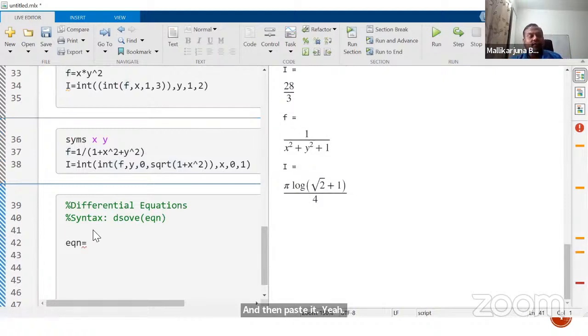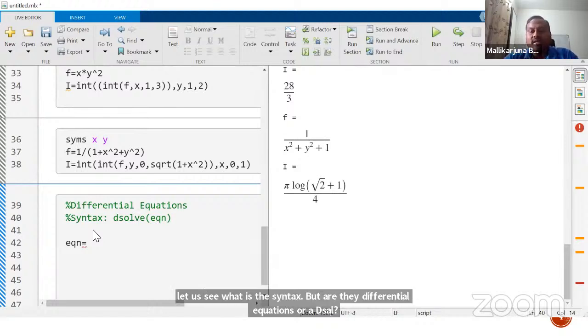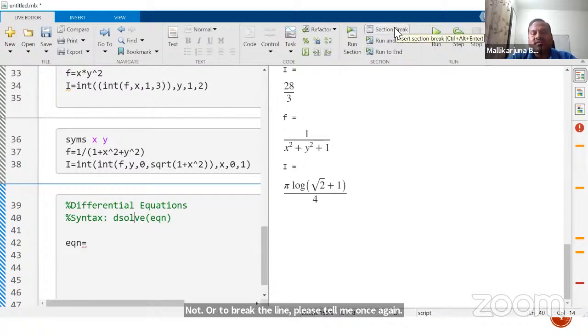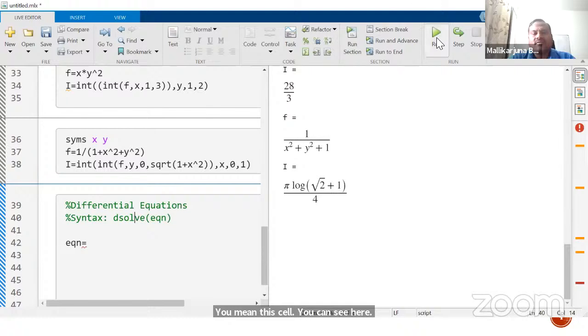Now let us see what is the syntax for the differential equation, dsolve. How to break the line? You mean this cell? At the top there is a run button. Beside the run button, there is a section break. Or otherwise, you can type Control Alt Enter.